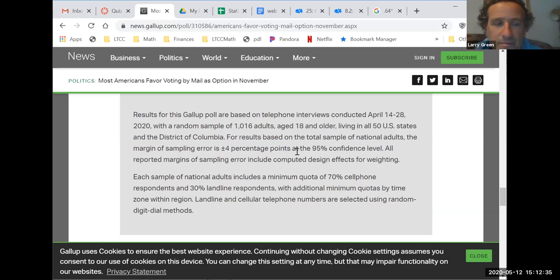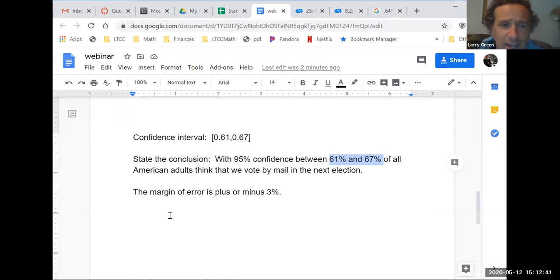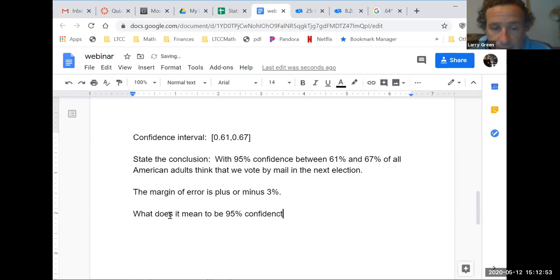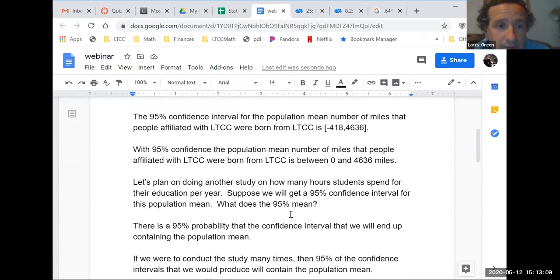Any questions at all on this idea? Okay, let's talk about what it means to be 95% confident? Which is a very different question than state your conclusion. And the idea is it's similar to what we did before when we did it with means, okay? When we talked about if we were to conduct another study many times, same idea. In fact, I'm gonna even copy and paste that.